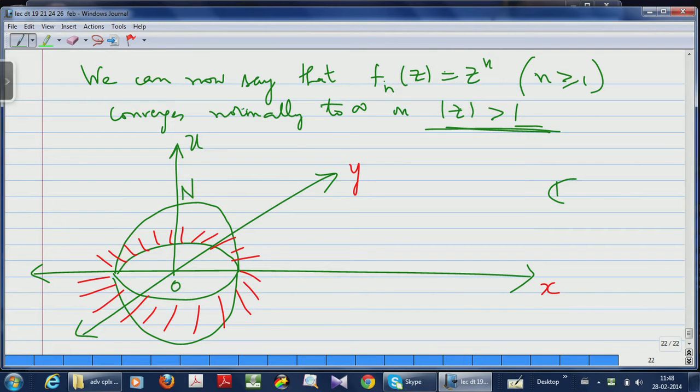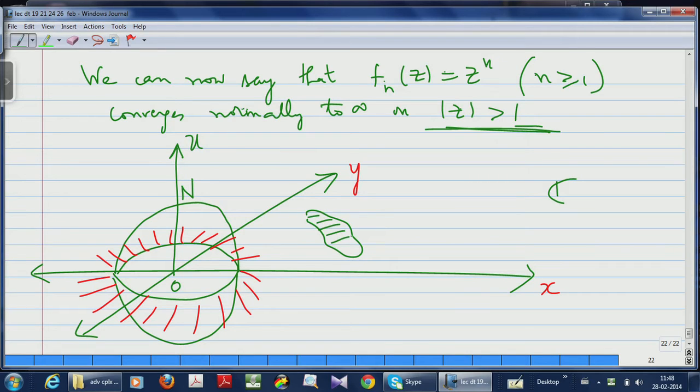All right, now take a compact subset of mod z greater than 1. It's a closed and bounded subset of mod z greater than 1. If you are looking at a compact subset on the plane, then any compact subset in mod z greater than 1 has to lie within a sufficiently well chosen annulus. It should lie within an annular region consisting of an inner circle and an outer circle centered at the origin, with sufficiently small inner radius greater than 1 and sufficiently large outer radius greater than the inner radius.